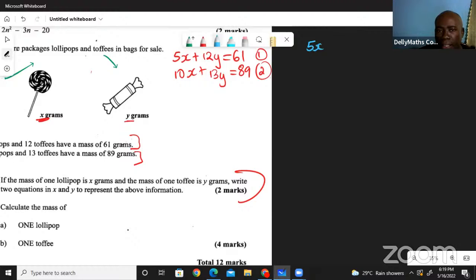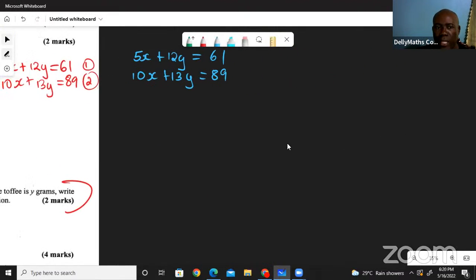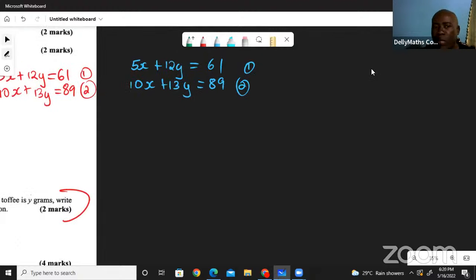So we have 5x plus 12y, and this is equal to 61. Then we have 10x plus 13y, and this is equal to 89. Situation 1, situation 2. I'm going to push my screen across to get more writing space as we go. I could leave it there because we're just solving now. We could go back after that.